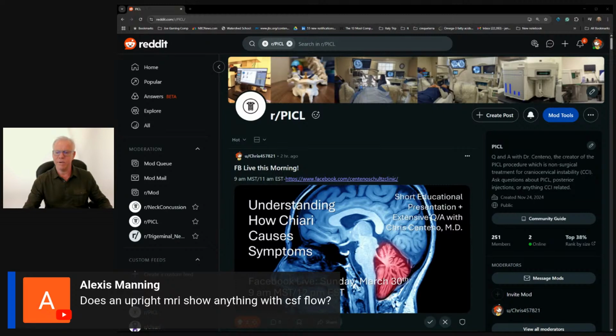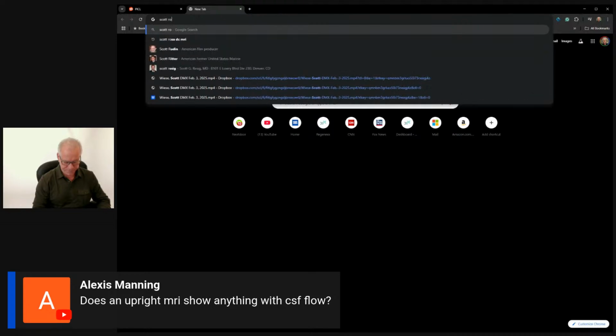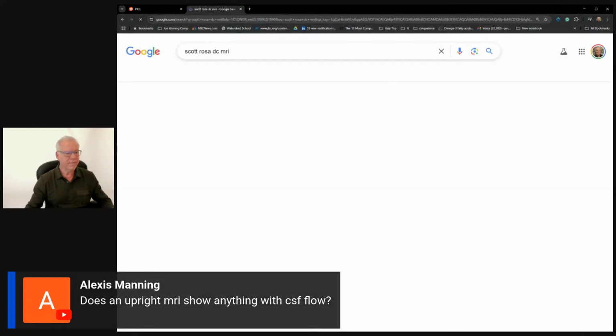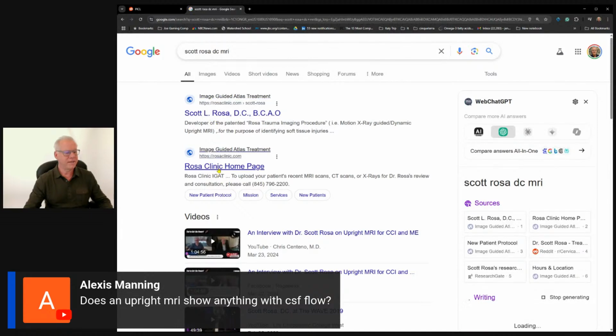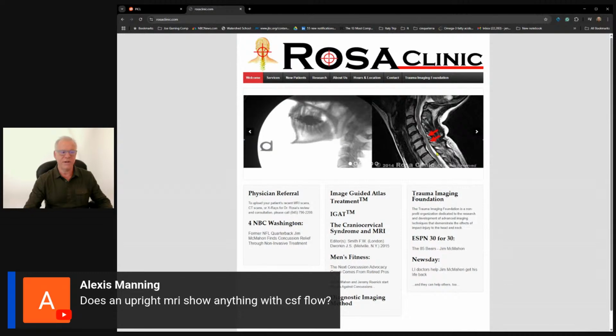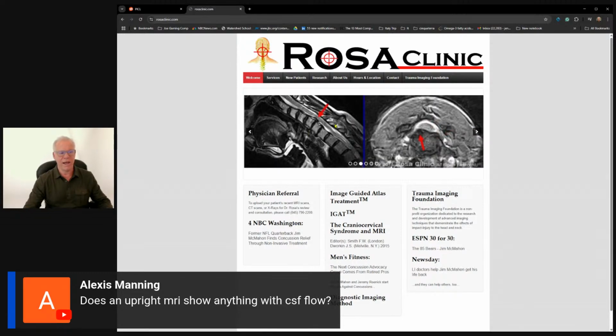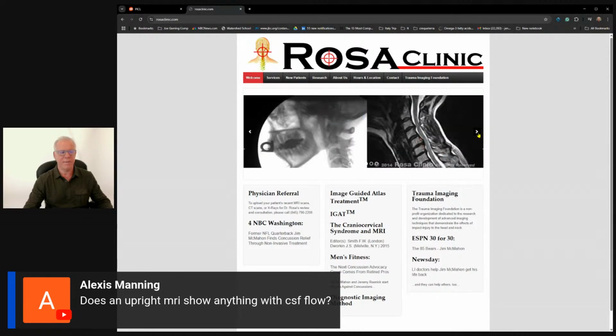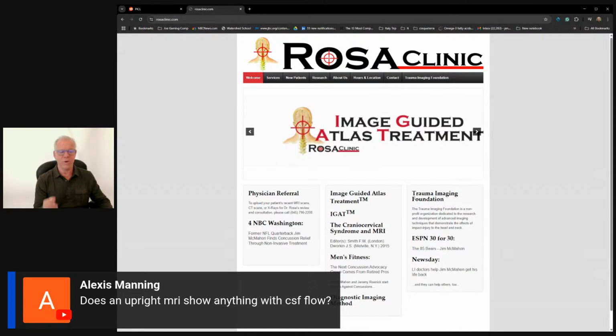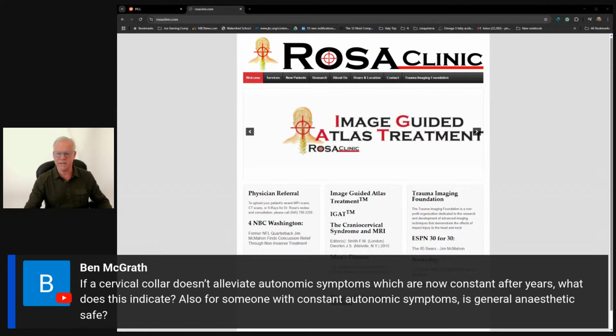Alexis, does an upright MRI show anything with CSF flow? Usually not. You have to have a specialized CSF flow study, and that would be Scott Rosa. So let's look up that here. So this is Scott's clinic. Scott does very sophisticated CSF flow studies, as well as movement-based imaging. But really what he's known for is focusing on cerebrospinal fluid flow in an upright MRI setting. So Scott would be the guy to see in the United States to try to see if there's an issue with CSF flow. Scott can also look at that rectus capitis posterior minor muscle. We've been in communication back and forth about it for the last couple of weeks since that paper came out.